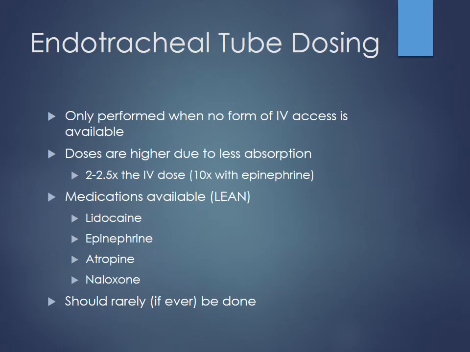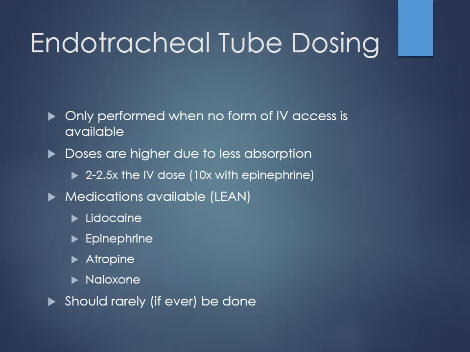So again, looking at endotracheal tube dosing only for when you don't have IV access available. Again, the doses are going to be much higher. You notice here the IV dose is typically going to be multiplied by 2 to 2.5 times in order to get your dose. Like you see with epinephrine, it's about 10 times more, so using 0.1 mLs instead of 0.01 mLs per kilogram.